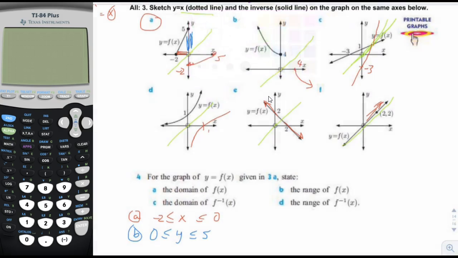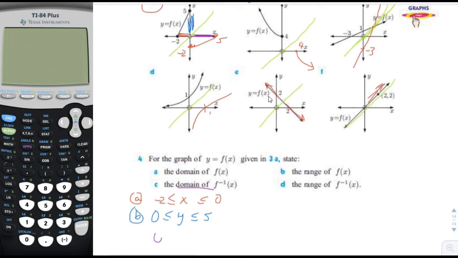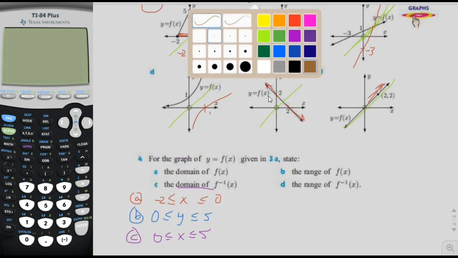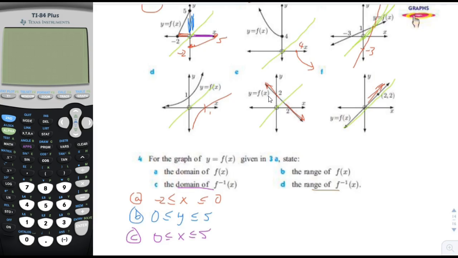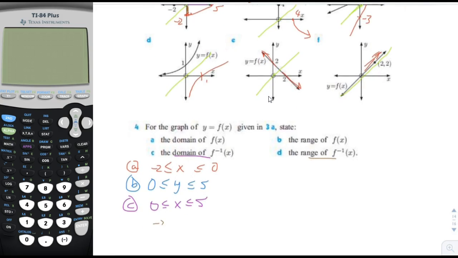And then what about C? C says the domain of the inverse function. So the domain of the inverse function would be like that. It would be from 0 to 5. C. And then finally the range of the inverse function. The range of the inverse function would be that range there. It would be from -2 to 0.